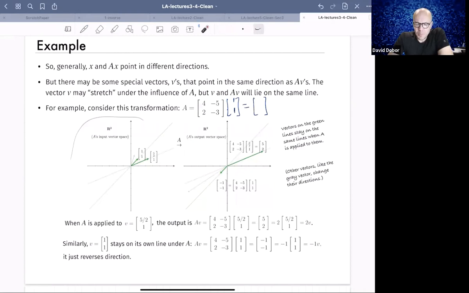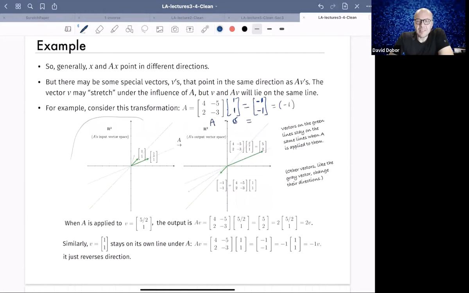So we're going to end up with 4 times 1 minus 5 times 1. That's going to be minus 1. 2 times 1 minus 3 times 1. That's going to be minus 1. So we get (-1, -1). Is this a multiple of the vector? V was the vector that went in. So this is my A. I applied that to the vector V, which is (1, 1), that went in. And out comes what? Does a multiple of V come out on the other side?